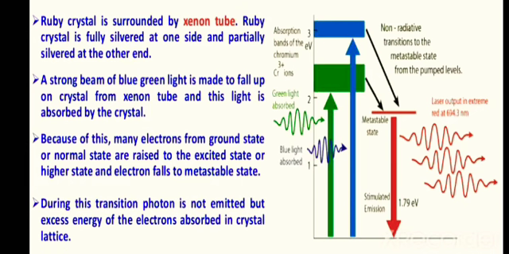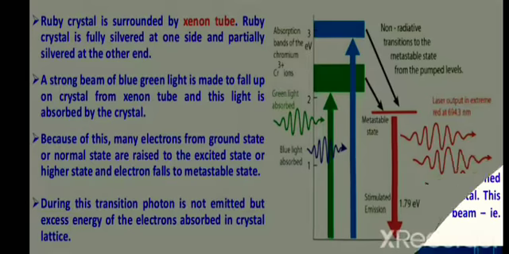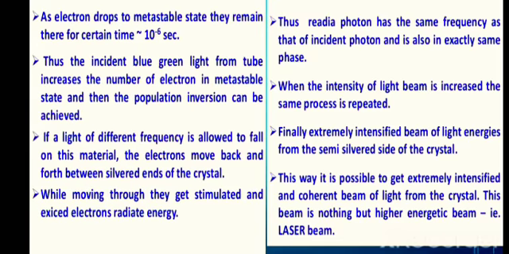A strong beam of blue-green light is made to fall upon the crystal from the xenon tube, and this light is absorbed by the crystal. Because of this, many electrons from the ground state or normal state are raised to the excited state or higher state, and then fall to the metastable state. During this transition, a photon is not emitted, but the excess energy of the electrons is absorbed in the crystal lattice. As electrons drop to the metastable state, they remain there for a certain time, equivalent to 10 power minus 6 seconds.